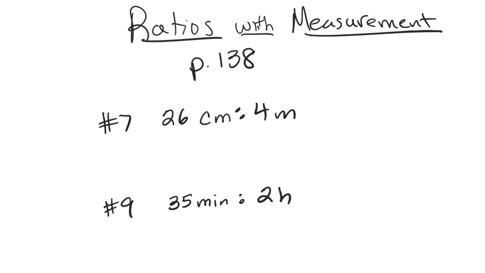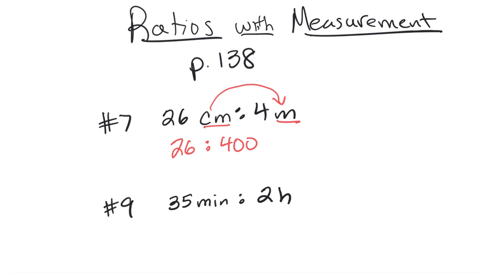Here's numbers 7 and 9 on page 138 in your textbook, so you can see how to do these types of problems. For number 7, 26 centimeters is being compared to 4 meters. Notice that the two types of measurement are different here, so you have to know how many centimeters there are in a meter. Well, there happens to be 100 centimeters in a meter. So this is actually the ratio 26 to 400, because 4 meters would be 400 centimeters.